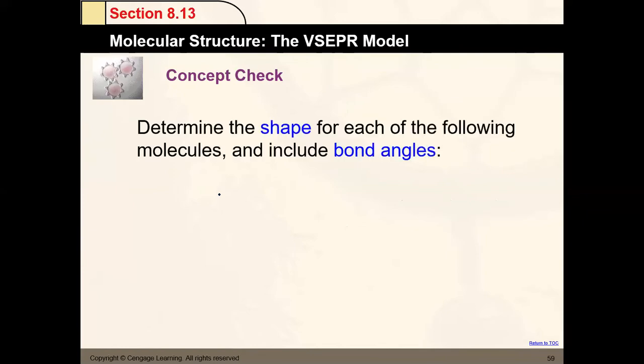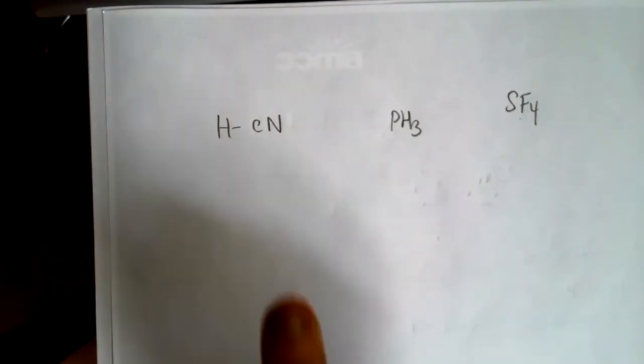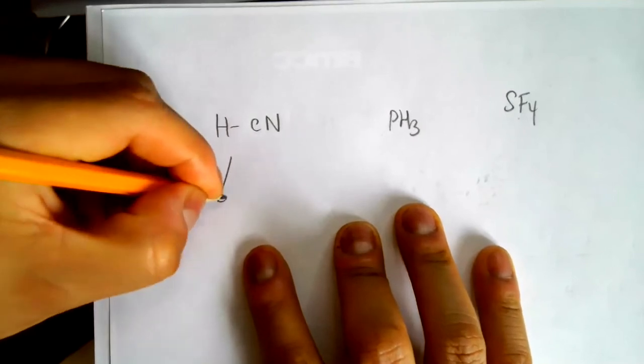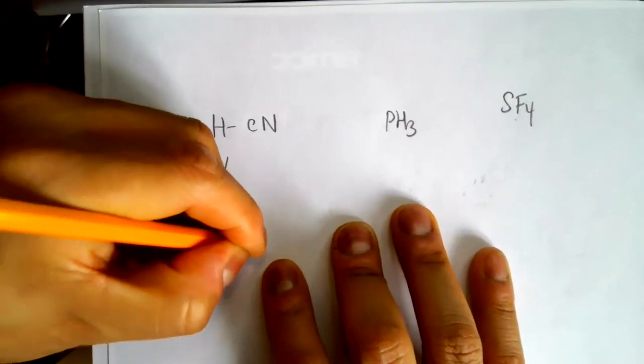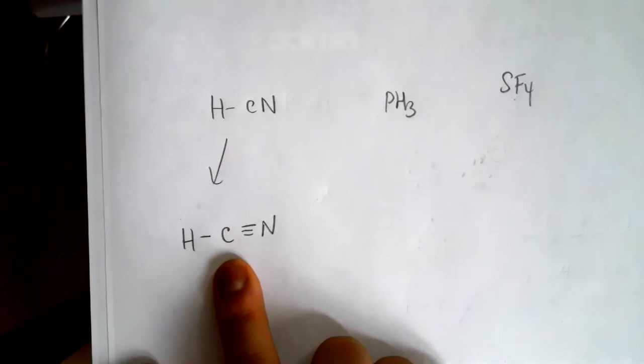Determine the shape for each of the following molecules, including bond angles. So in this case, we have HCN, phosphine, and sulfur tetrafluoride, right? So we'll have HCN, we have PH3, and we have SF4. Right? So in this case, I will have to draw the Lewis structure for that. I think we did this for this one. If you do the Lewis structure, you will have it like that.